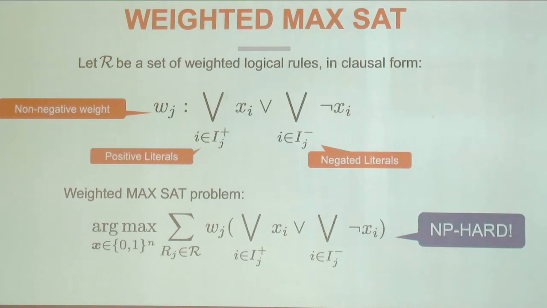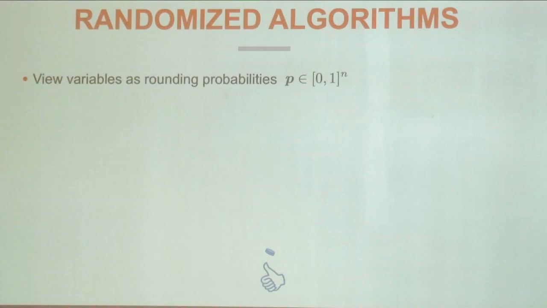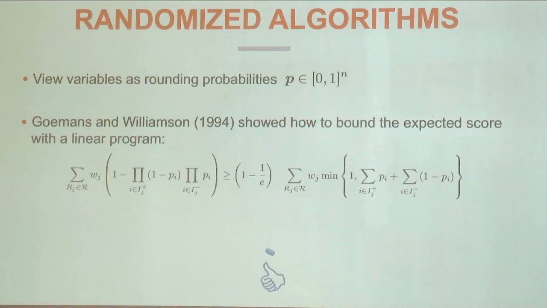But now what we're going to do is we're going to make use of a different interpretation for the variables. So now, rather than viewing them as 0, 1, we're going to view them as rounding probabilities, the probability that we round up to 1 or down to 0. And it turns out that there's this nice result from theoretical computer science that says you can bound the expectation using a linear program, and you can bound it and get an optimization guarantee in doing that.